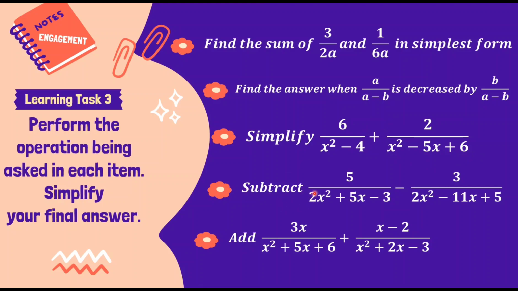And then subtract 5 over 2x squared plus 5x minus 3, and then minus 3 over 2x squared minus 11x plus 5. And then the last one is add 3x over x squared plus 5x plus 6 plus x minus 2 over x squared plus 2x minus 3.